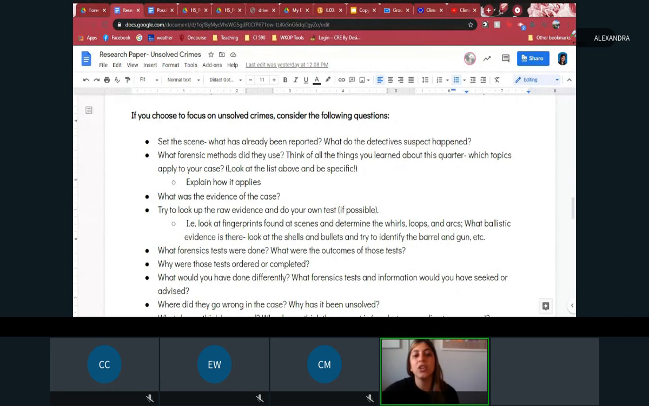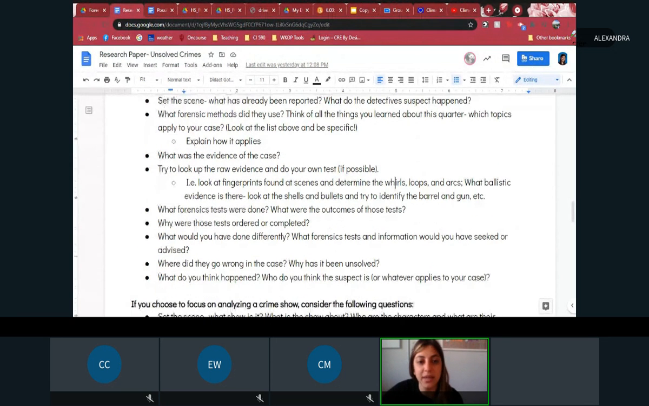and then try to look up the raw evidence if you can, meaning, articles are going to say there was a fingerprint found at this crime scene. Maybe you can try and see if that evidence is published and out there. Maybe if there's a fingerprint and they show you fingerprints, you can try to identify the whorls, loops, and arcs. If there was ballistic evidence involved, is there a way for you to see what bullets were used? Are there any fingerprints on their bullets that you can try to use what you learned to identify the barrel and the gun yourself instead of just relying on what was already determined?